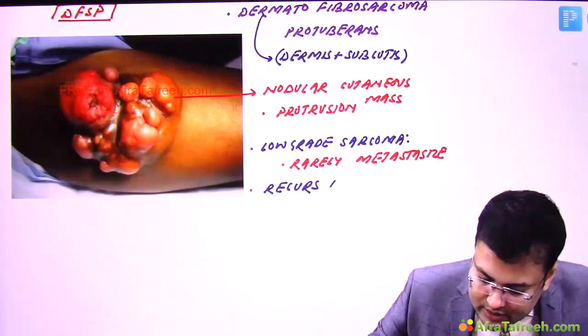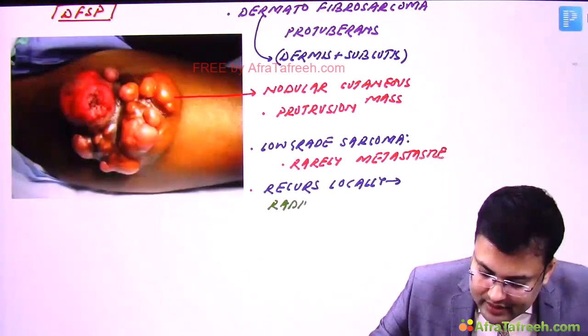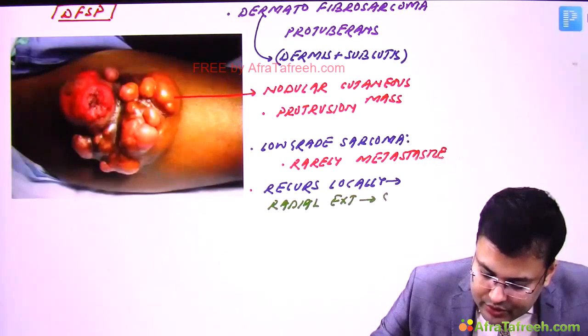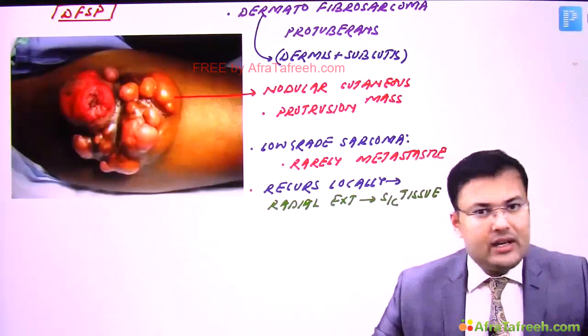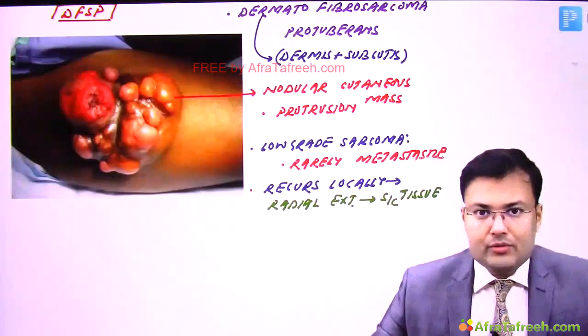So why does this tumor recur locally? Because there are radial extensions into the subcutaneous tissue. So it rarely metastasizes, but it recurs locally because there is radial extension into the subcutaneous tissue.